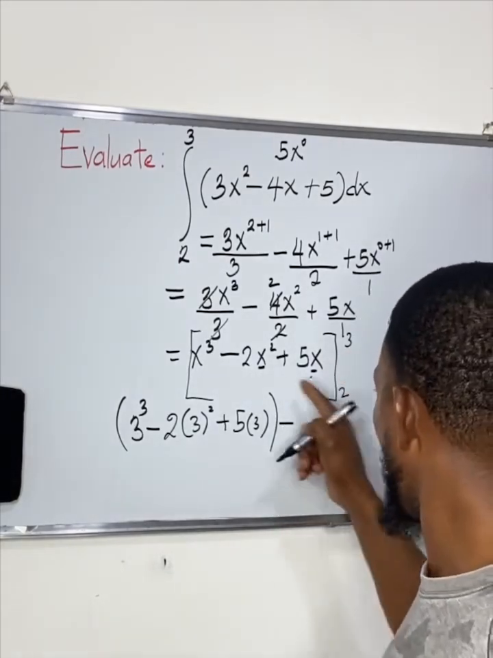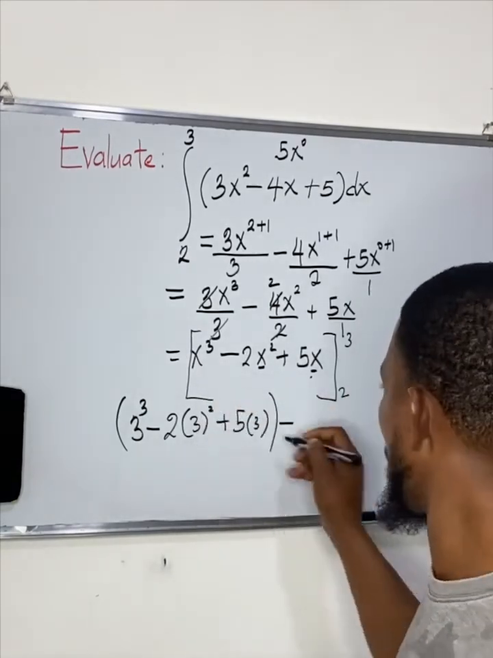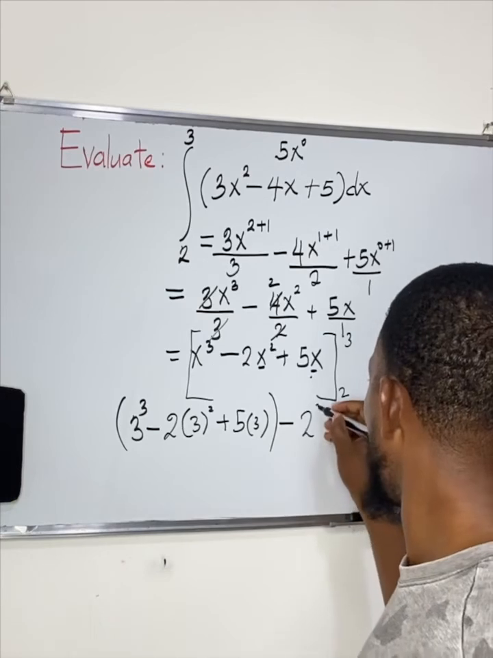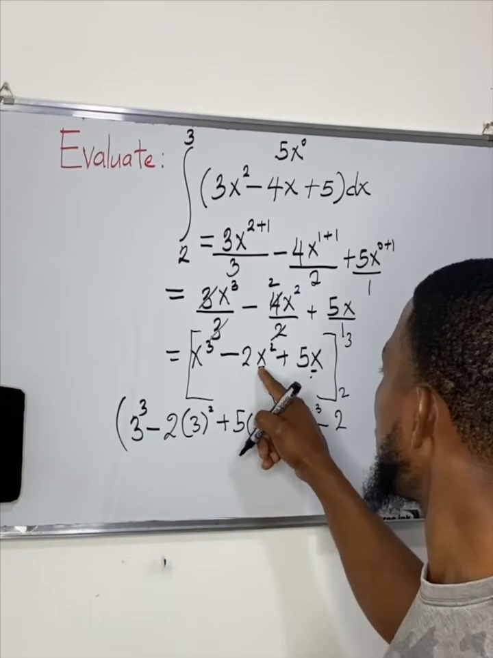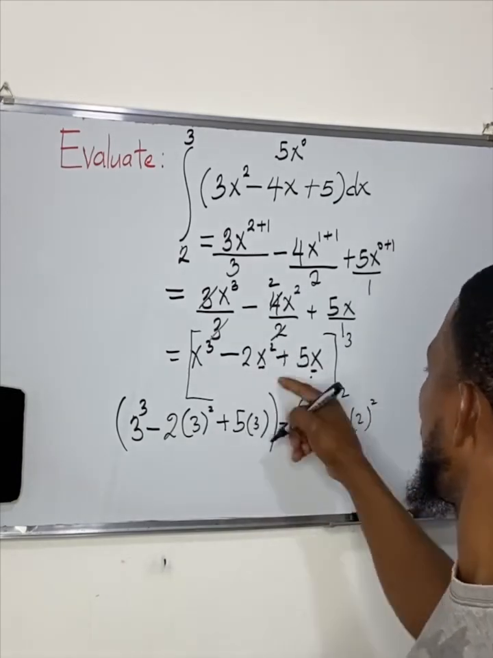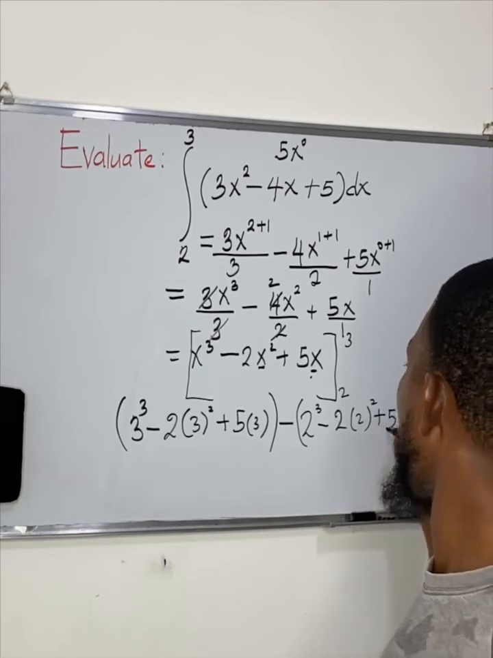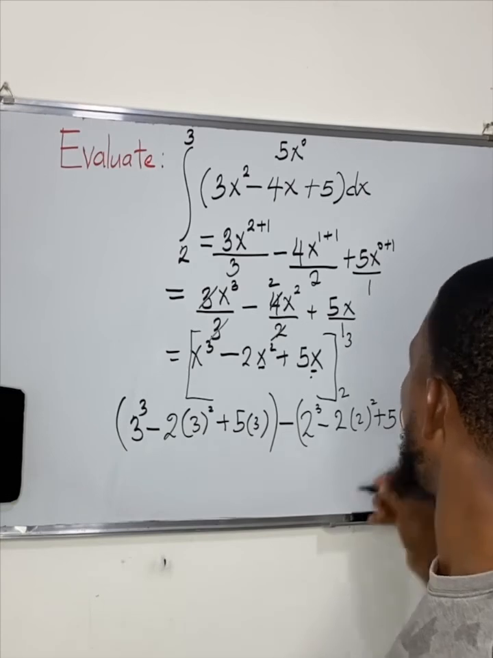Then we go for the second one, the same expression. Wherever we see x, we are going to put 2. So we have 2 to power 3 minus 2. We see x again here, we are putting 2. There is a square, we put squared, then plus 5 bracket. X again, we put 2. Then we close the bracket.